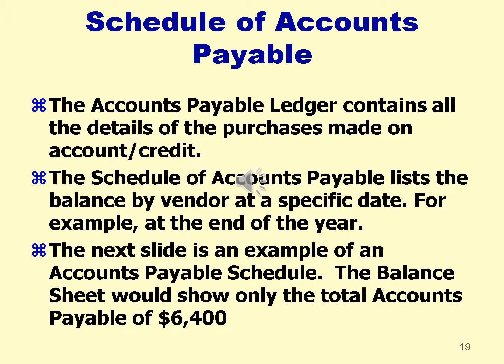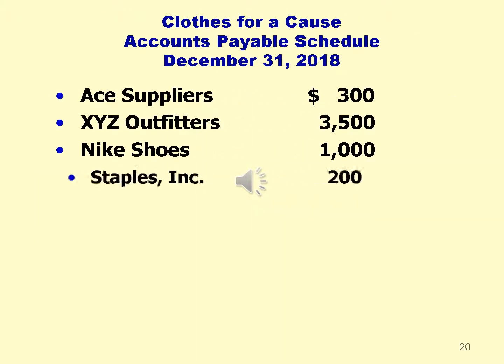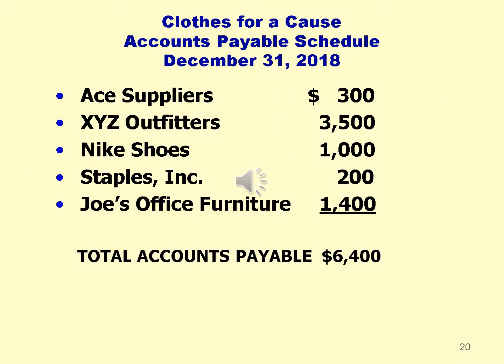The balance sheet would show only the total of the amounts due to the vendors at a specific date. In this example, the accounts payable is $6,400. This schedule presents the accounts payable for Clothes for a Cause at December 31st, 2018.